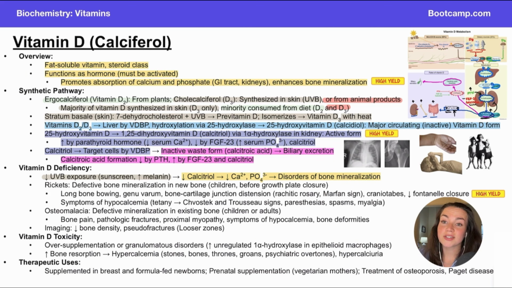So there are two big disorders of bone mineralization that come from vitamin D deficiency. There's rickets and there's osteomalacia. The difference between rickets and osteomalacia is just whether or not the growth plate is closed. So rickets is defective bone mineralization in new bone. So this happens in children before the growth plate is closed.